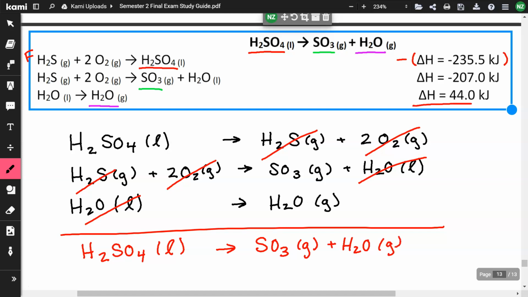So now what we do is we just add these up. Make sure you change the sign on the first one. You should get a value of 72.5 kilojoules.